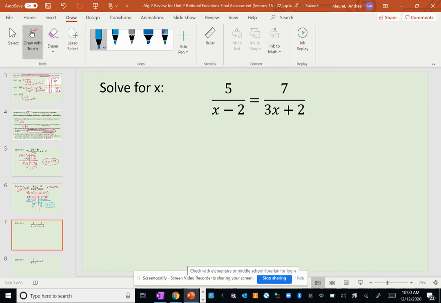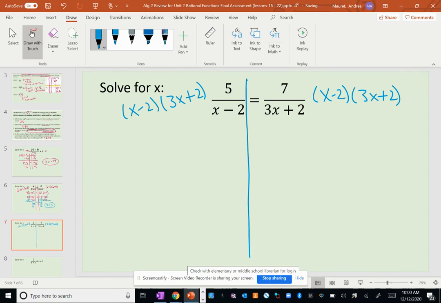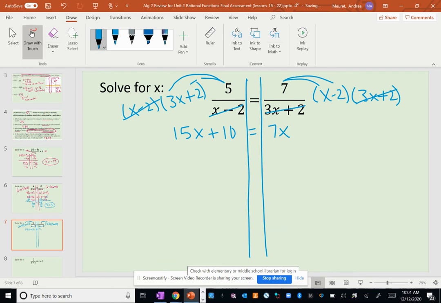Okay, we can do the same strategy here. We're going to multiply both sides of the equation by both denominators. So times x minus 2 times 3x plus 2, and over here as well, x minus 2 times 3x plus 2. On the left side of the equation, we will eliminate the x minus 2's. I'm going to go ahead and distribute. So 3x plus 2 times 5 is 15x plus 10. And then over here, the 3x plus 2's are eliminated, and we can distribute the 7. 7 times x minus 2 is equal to 7x minus 14.